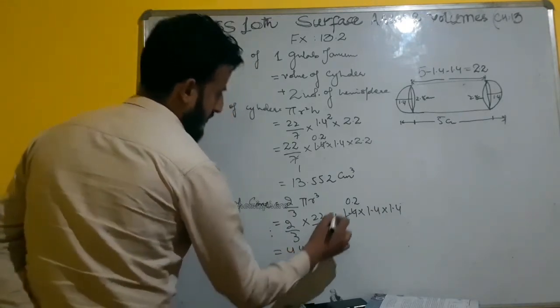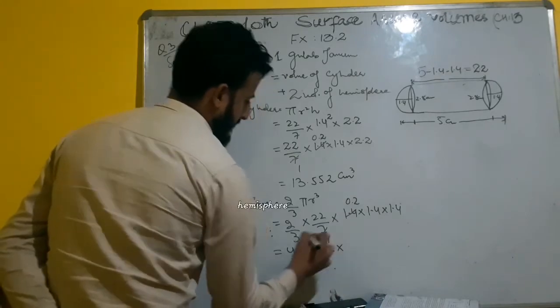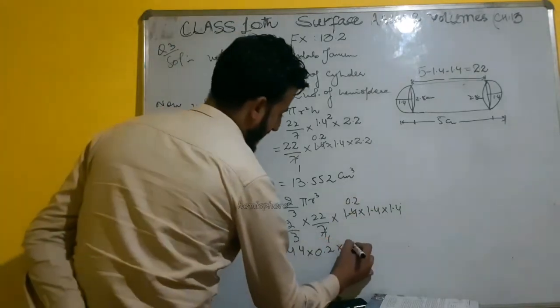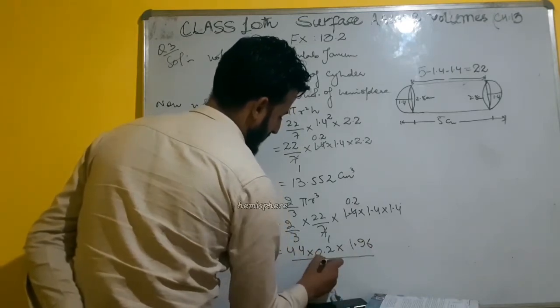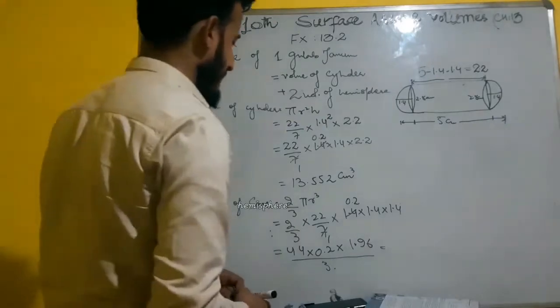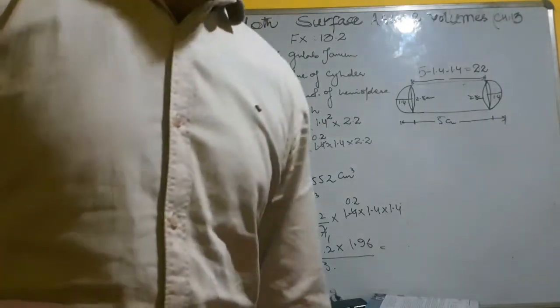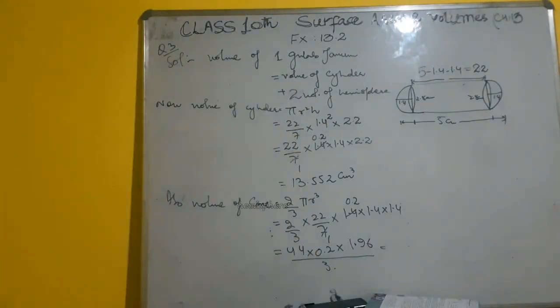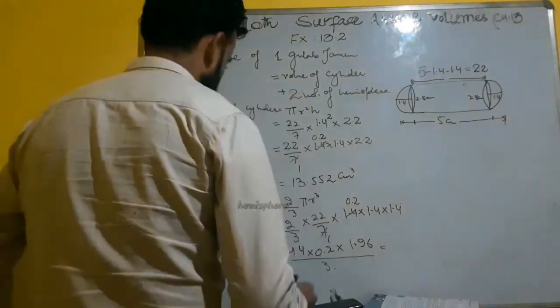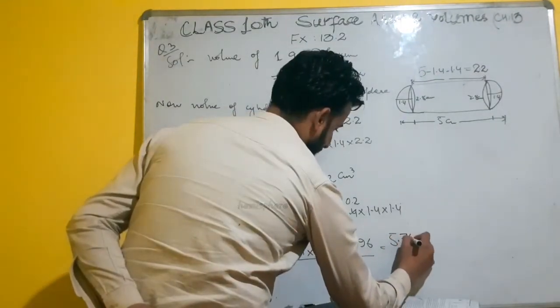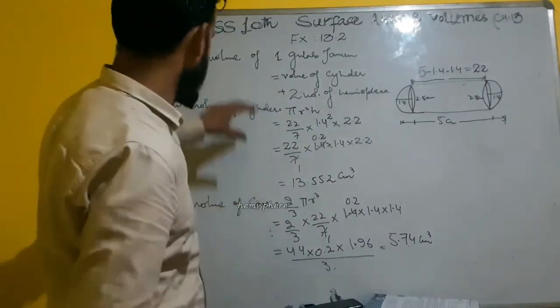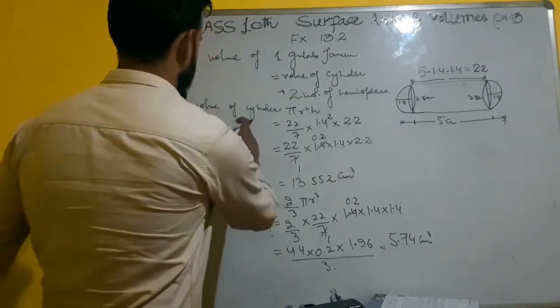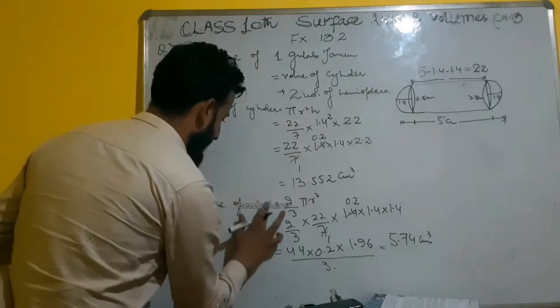44 into 0.2 into 14 into 14 is 196 divided by 3. That will be equal to 44 into 0.2 into 1.96 divided by 3, which will be equal to 5.74 centimeter cube. This is the volume of the cone, and this is the volume of the cylinder here, and this is the volume of hemisphere.